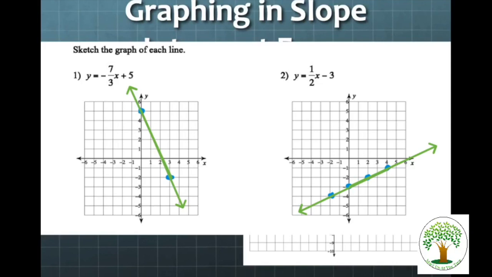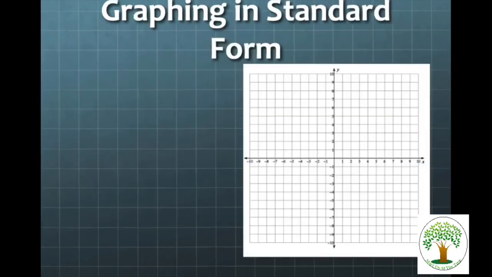Let's go to a new topic about graphing. We're going to be graphing in standard form. If you remember from our Formula Madness, we've been memorizing what standard form is, and that's Ax plus By equals C. And so this follows in that form, where 2 is A, B is 3, and C is 6.